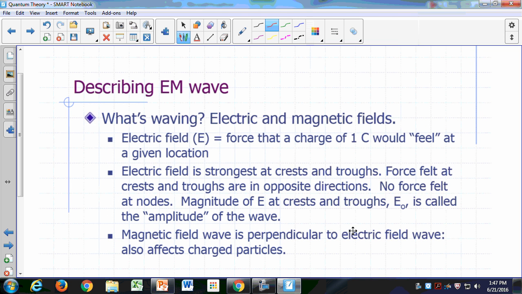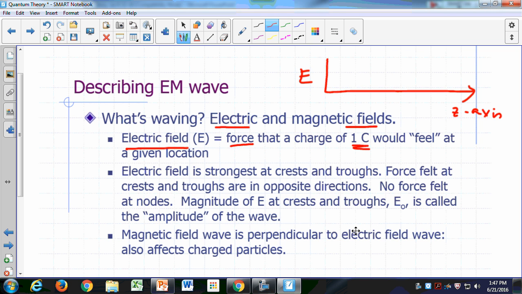What exactly is it that is waving in an electromagnetic wave? The things that are waving are called electric and magnetic fields. The electric field is defined as the force that a charge of 1 coulomb would feel at a given location. So if you were to plot the electric field versus distance, let's call this your z-axis, then if you plot your electric field versus location, it might look something like this.